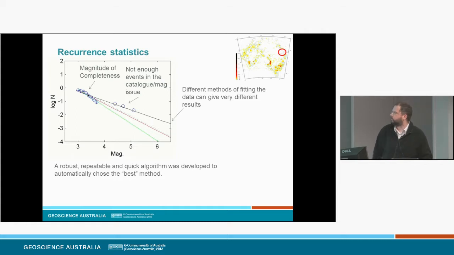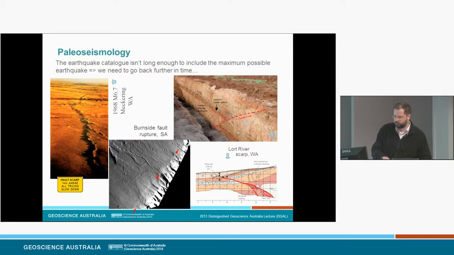However, going back to this figure, you can see that there's no observational data which we can use to infer the rate of large earthquakes, your 5s, your 6s, your 7s. We don't know how far to extrapolate this. This could be extrapolated out to magnitude 10. And to work out how big we need to extrapolate it, we need to use something called paleoseismology.